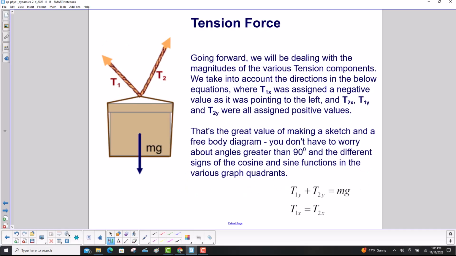Going forward now, we will be dealing with the magnitudes of the various tension components. We take into account the directions in the below equations right here, where T sub 1x was assigned a negative value as it was pointing to the left, and T sub 2x, T sub 1y, and T sub 2y were all assigned positive values. That's the great value of making a sketch and a free body diagram. You don't have to worry about angles greater than 90 degrees and the different signs of the cosine and sine functions in the various graph quadrants.